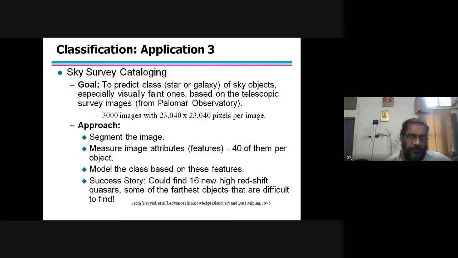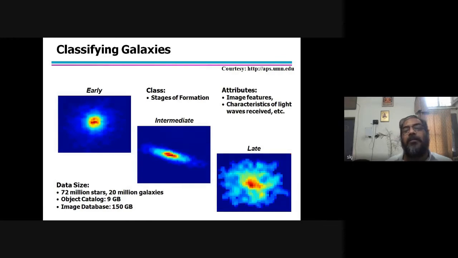So here simply meaning is that the data mining study of the data set of 3,000 images, based on the features of 40 relevant attributes. So it was observed that 16 such new objects were identified. Okay. So this is another example.